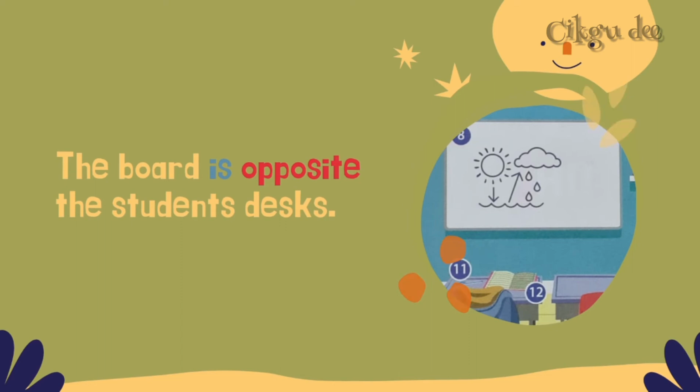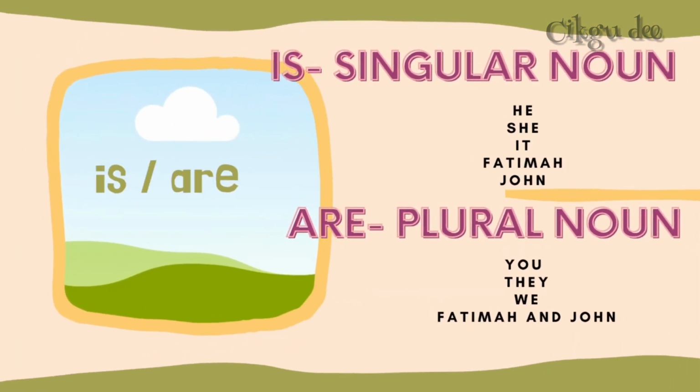Okay, how to use is and are? Is is used for singular nouns, which is only one. Are is used for plural nouns, which is more than one. Examples of singular nouns are he, she, it, Fatima, and John. Examples of plural nouns are you, they, we, Fatima, and John.